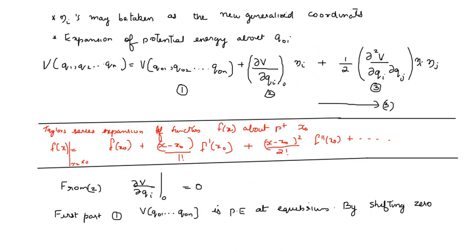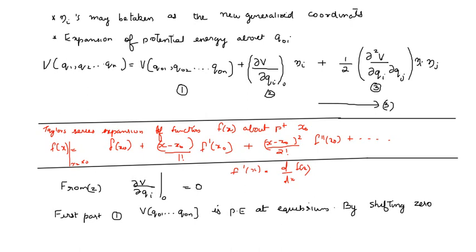Now, potential energy. Taylor's expansion of a function f of x can be expanded as a series about x0, about a point, as f of x0 plus x minus x0 by 1 factorial f dash of x0. F dash എന്ന് പറഞ്ഞാൽ എന്താണ്? d by dx of f of x. F dash of x is equal to d by dx of f of x.